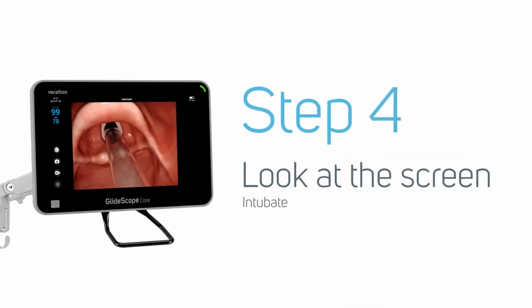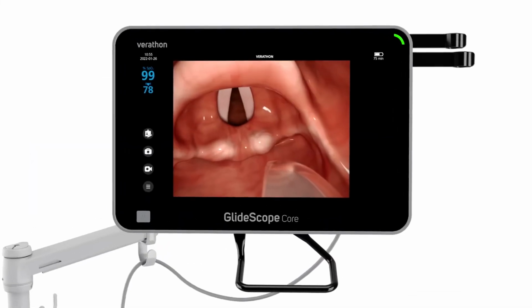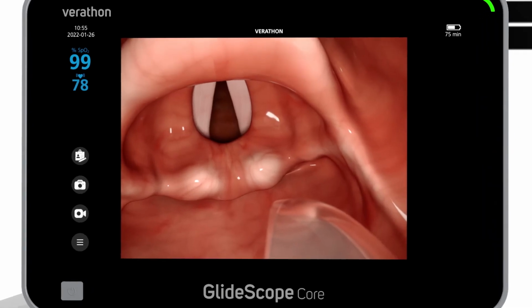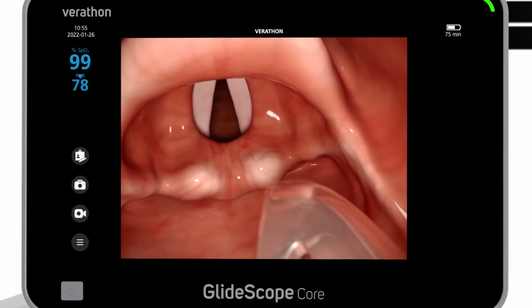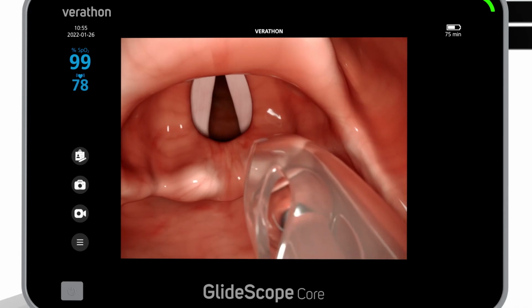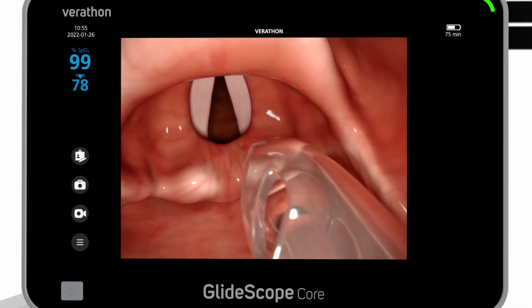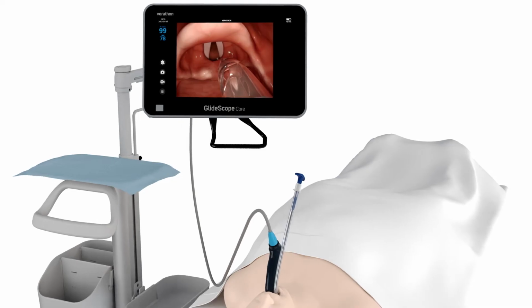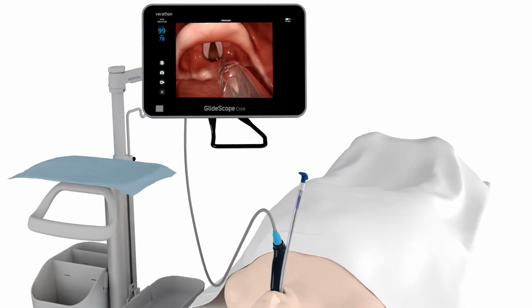In step 4, focus on the video monitor as you advance the endotracheal tube. Returning your eyes to the video monitor screen gives you a view of the glottic aperture, which allows you to observe advancing the endotracheal tube toward the glottic opening. Sometimes a slight withdrawal of the GlideScope hyperangulated blade is required to reduce the viewing angle and allow for optimized ET tube placement.